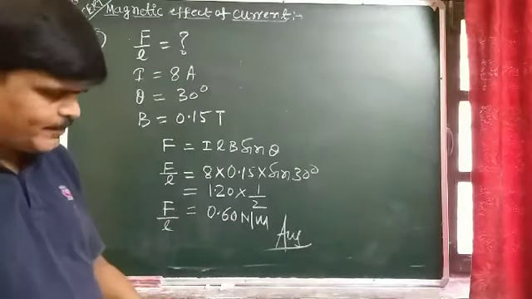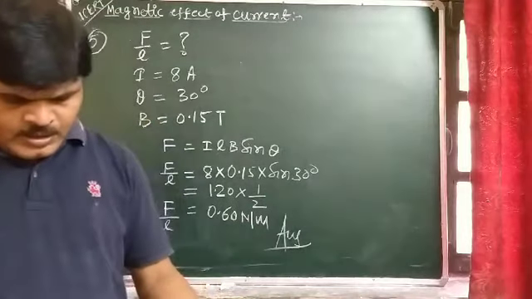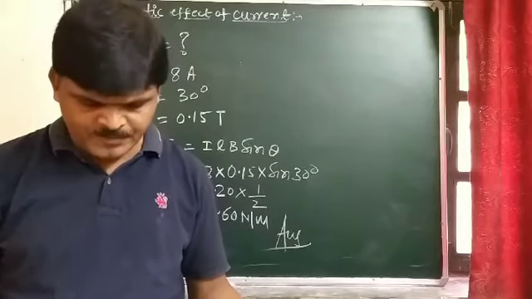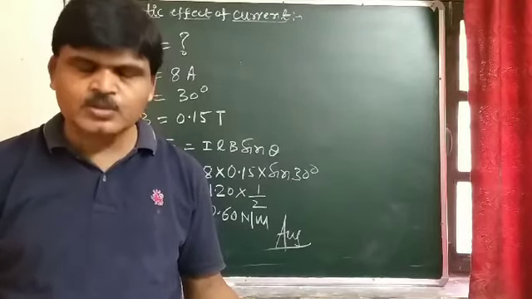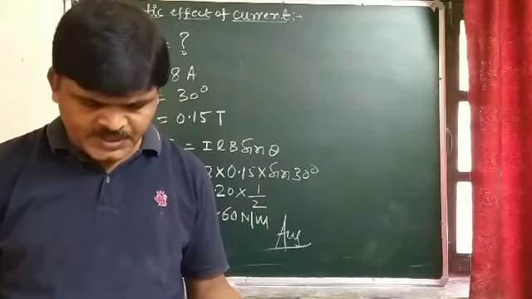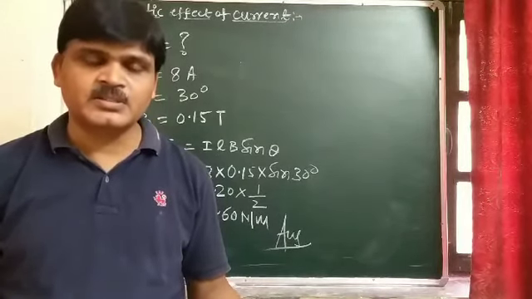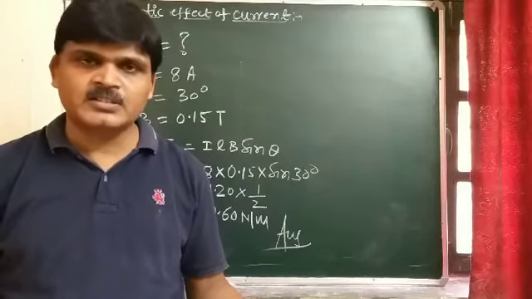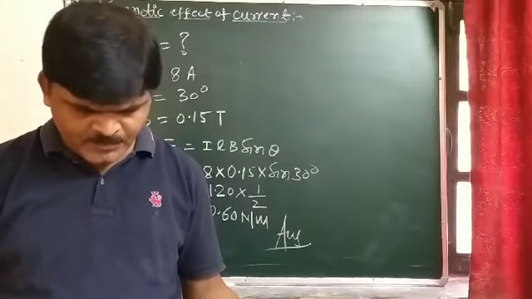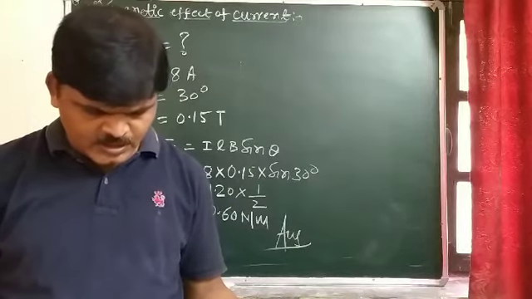And next question, student. Question number 6. Listen carefully. A 3 centimeter wire carrying a current of 10 ampere is placed inside a solenoid perpendicular to its axis. Means wire is kept perpendicular to the axis of the solenoid. The magnetic field inside the solenoid is given by 0.27 Tesla. What is the magnetic force on the wire?